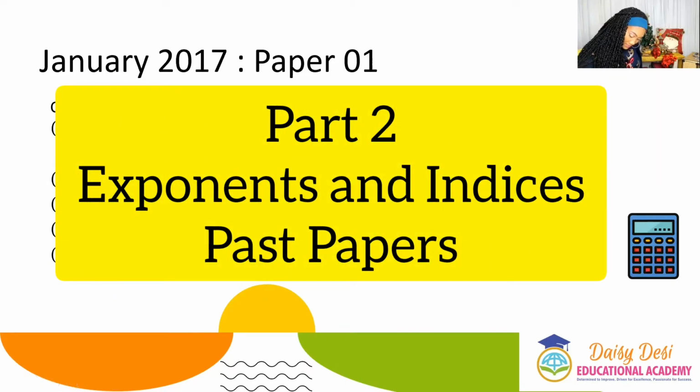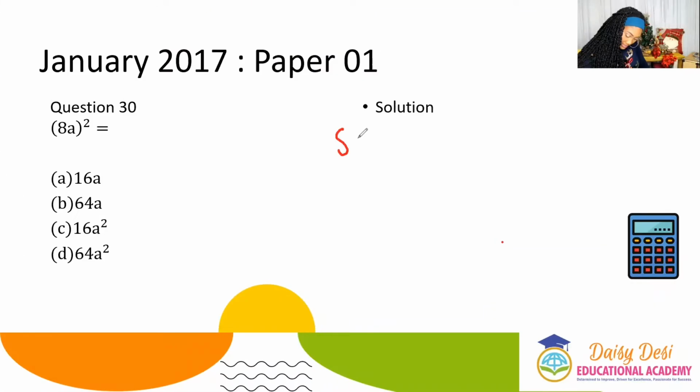Question 30, we have 8a all squared. Again, what does the squared sign mean? It means you're multiplying everything in the bracket by itself 2 times. That becomes 8a multiplied by 8a.